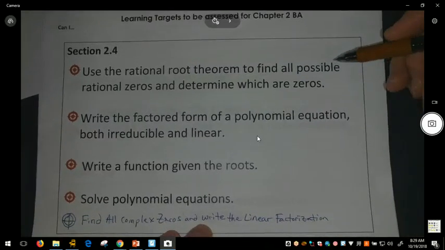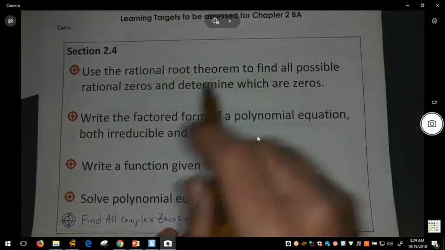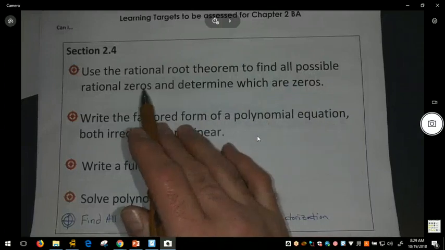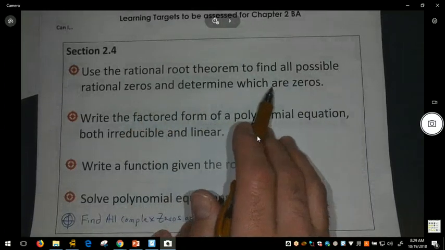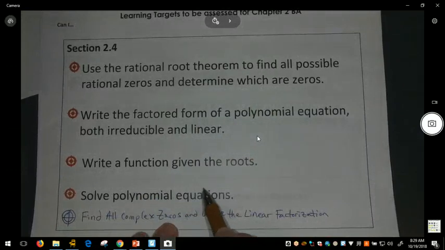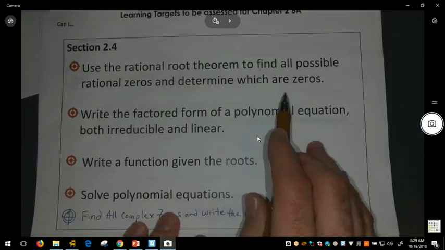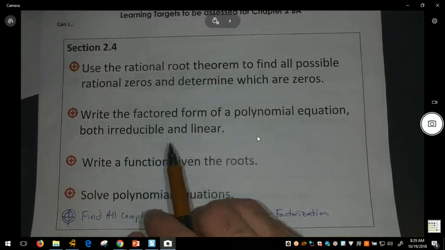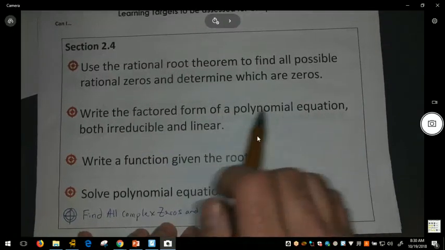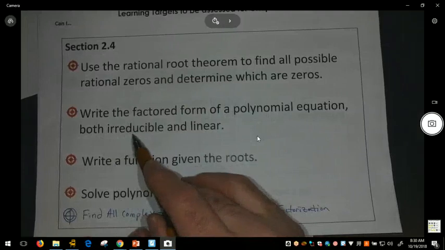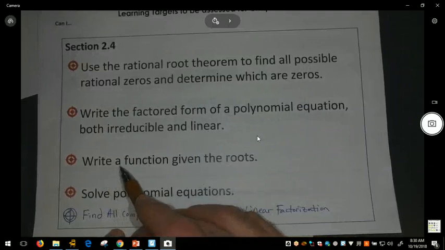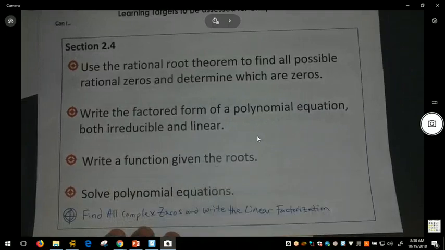Earlier in our learning, either in class or in video, you looked at using the rational root theorem to find all possible rational zeros and determine which are zeros. You learned to solve polynomial equations and to solve for those zeros, not just plug them in to find out if they're zeros. You learned to write the factored form of a polynomial equation both in irreducible form and in linear form. And you learned how to write a function given the roots.